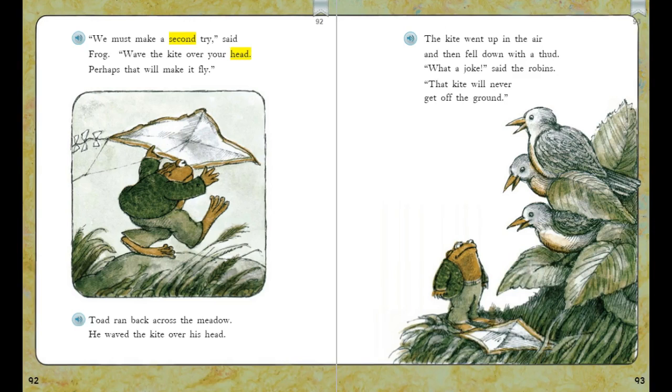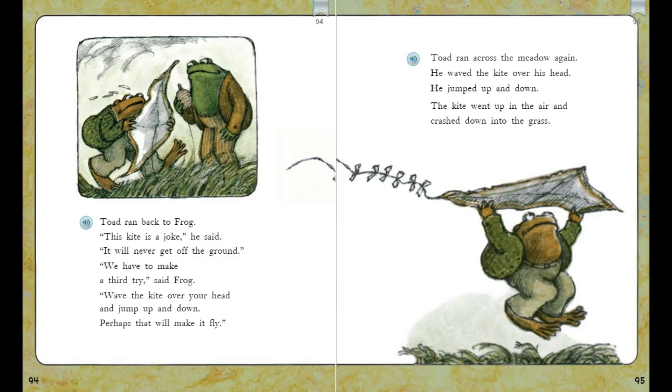What does Frog do after the kite doesn't fly the first time? What do you think Toad will say to Frog after he hears what the robins say? And what text evidence helps you to know? What events happen to Frog and Toad on pages 92 to 95?